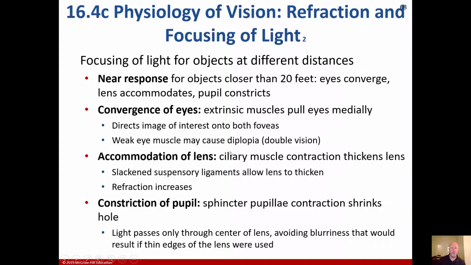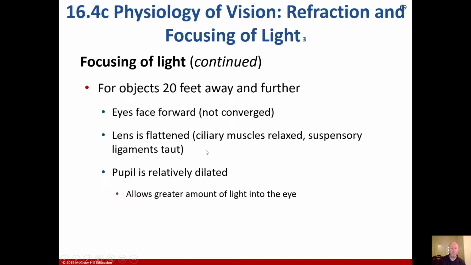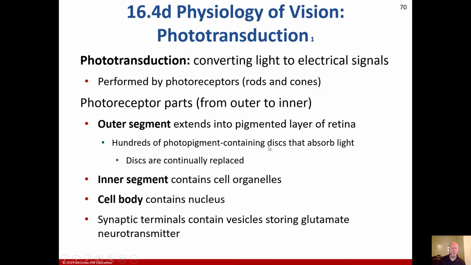Whereas convergence of the eyes, the extrinsic muscles pull the eyes medially and direct the image of interest onto both foveas, and a weak eye muscle may cause diplopia, or double vision. Not going to worry about phototransduction specifically.